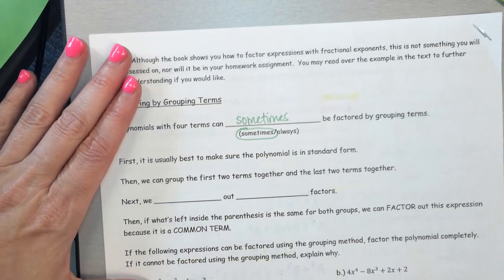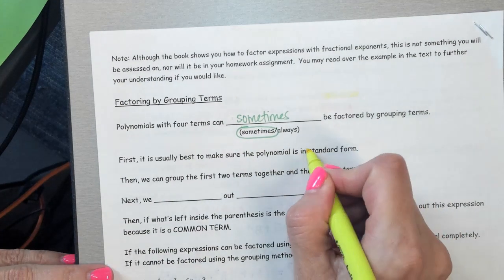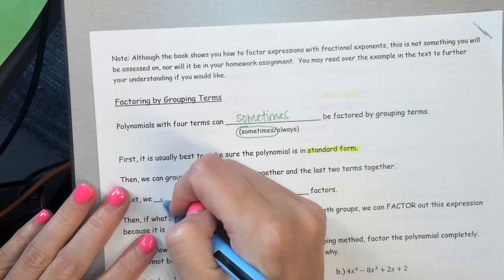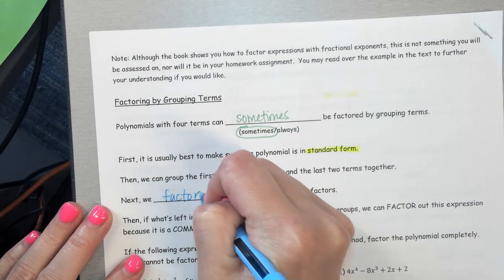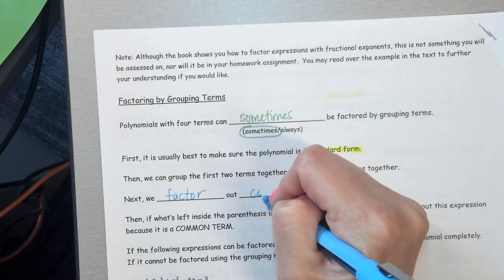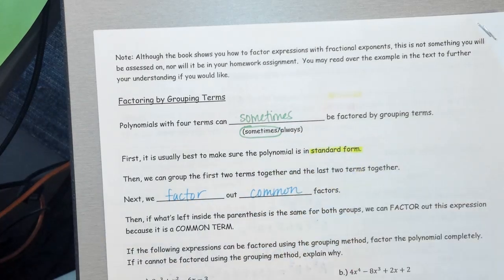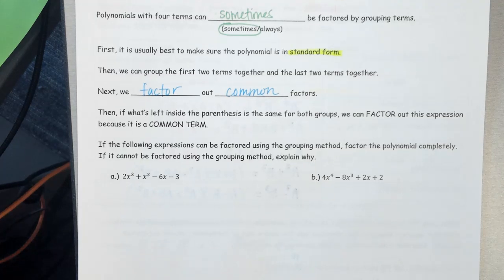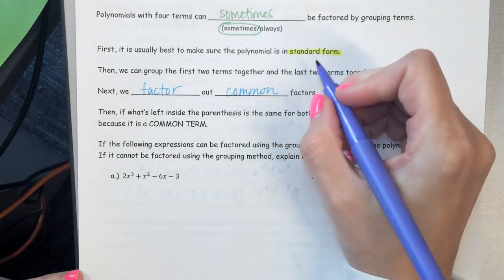Okay. When you are factoring, it's best to make sure your polynomial is in standard form. And then we'll group the first 2 and the last 2 together so that we can take out those common factors. Okay, so we're going to factor. I said common factors, but I should have said common terms so it doesn't sound so redundant. So that is that GCF.